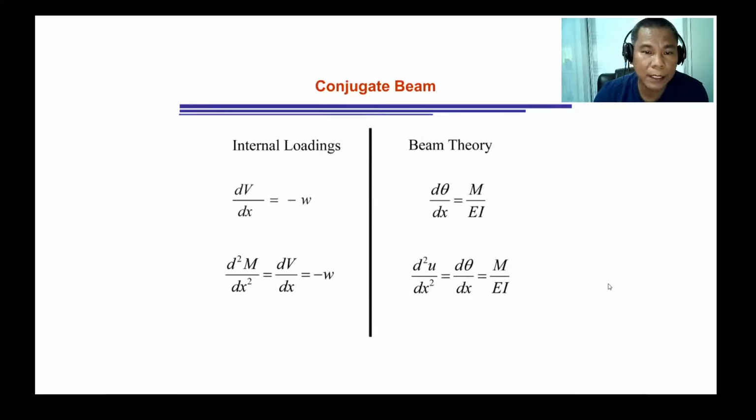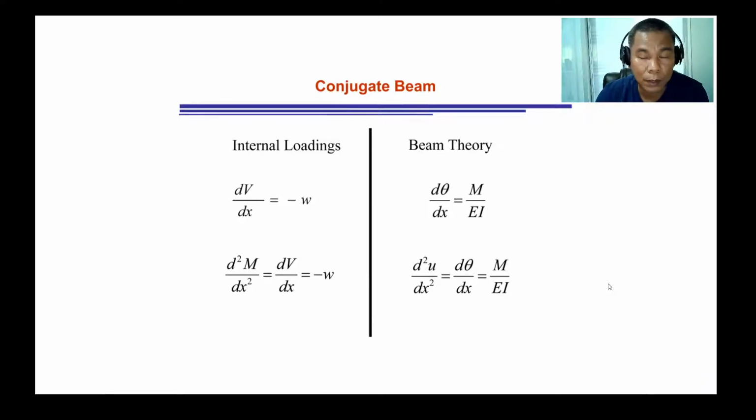If we compare the internal loadings with the beam theory, you can see the change in shear with respect to x, dV/dx, is equal to minus w for the internal loading, and this is equivalent to the beam theory, that is, the change in the slope, dθ/dx, is equal to M over EI. Also, for the internal loading, the second derivative of M with respect to x, d²M/dx², is equal to the change in shear, dV/dx, which is equal to minus w. The second derivative of v, d²v/dx², is equal to dθ/dx, which is equal to M over EI for the beam theory.